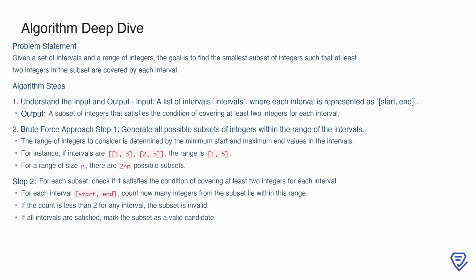Since there are 2^n subsets for a range of size n, this can grow very quickly as the range increases. Once we have all subsets, we evaluate each one to check if it satisfies the condition of covering at least 2 integers for every interval. For each interval, start to end, we count how many integers from the subset fall within this range. If the count is less than 2 for any interval, that subset is invalid. If all intervals are satisfied, we mark the subset as a valid candidate. While this approach is conceptually simple, it's computationally expensive due to the exponential growth of subsets as the range increases.